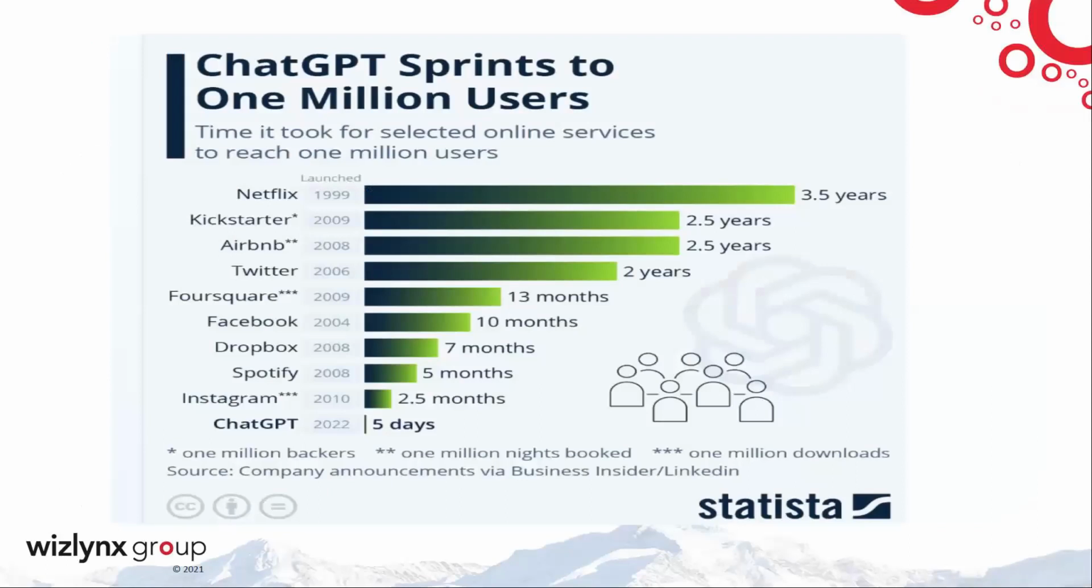ChatGPT is one of the very hot topics recently. Why is it so popular? Because its growth rate is one of the fastest in the world. You see, Netflix took 3.5 years to get 1 million users, but ChatGPT only took 5 days to obtain 1 million users. So how come this service is so popular and welcomed by users? It's because of the flexibility, the functionality, and the ease of its usage.